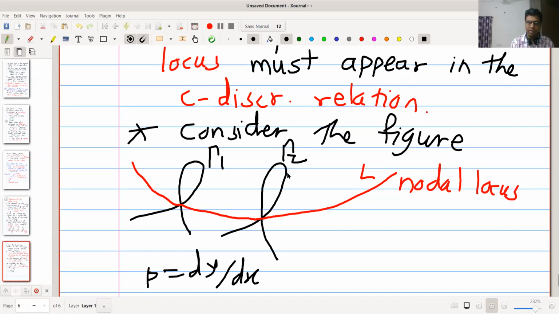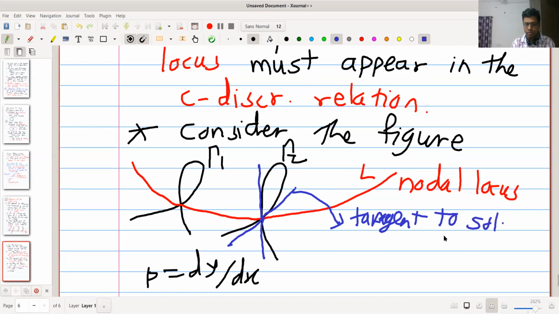So let us consider tangent to solution curve at this nodal point. There are two tangents. This is first tangent, and at the same point we have another tangent. So these are tangents to solution curves. Blue lines are tangents to solution curve.